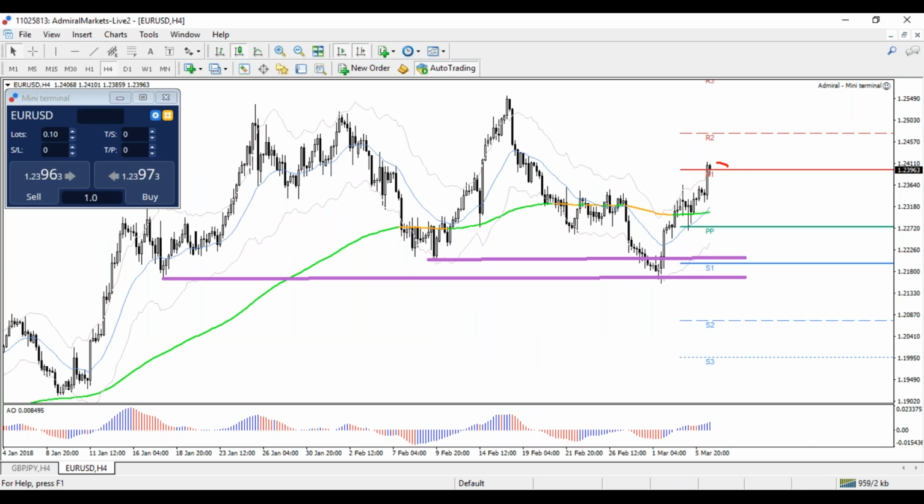Price is also at the R1. So I think there's a good chance that the price might make an ABC pattern back to support, back to the weekly pivot point, maybe just a little bit below that, around that zone, and then continue with this uptrend. That's my main expectation for the moment.